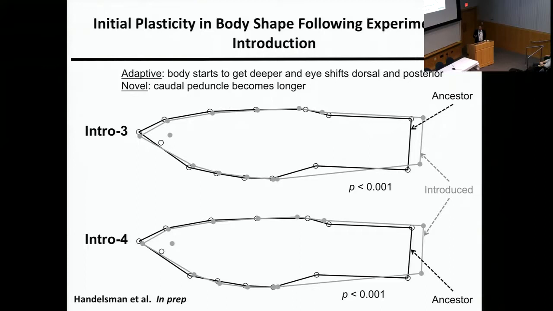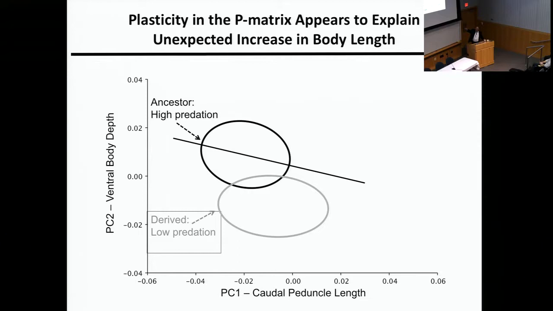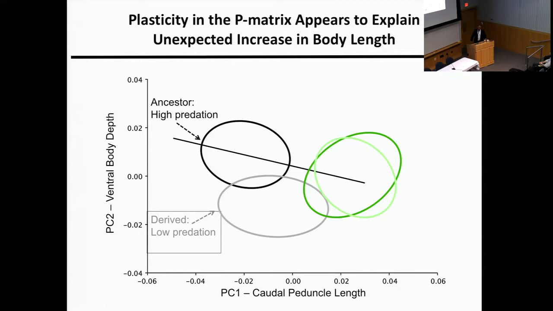So when we looked at the pattern of trait correlations, now this would just be the phenotypic correlations in the wild. Here is the high predation source, and here are the naturally occurring low predation populations. So we figured the introduction fish should be somewhere intermediate between these. But what we found is that they're occupying a trait space, a pattern of trait correlation, that's very novel. And in fact, you can see that the reason why they're getting longer is that they're moving along this axis that, for a given body depth, makes them much longer. So because of the way that the traits are correlated, they can't get deeper without getting slightly longer at the same time. And we see this in both sets of introductions.